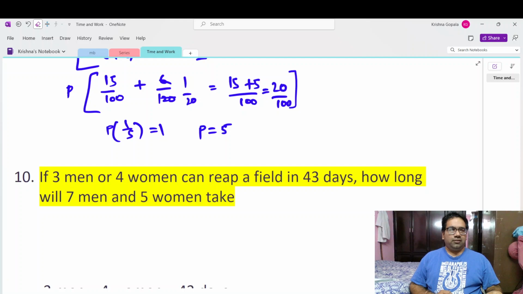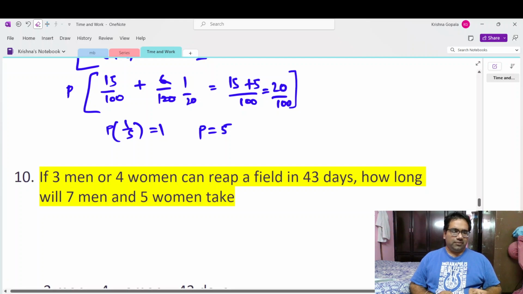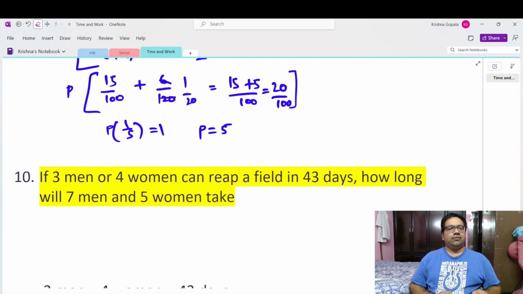3 men are reaping the field. Right, that is the whole work. Okay, each person how much is doing? 1 by 43 by 3 if it is men, because in 43 days, 3 men are doing. Right, in 2 days, 2 people are doing one work. That means total 4 days of work. Each person is doing 1/4 of work on each day. Or 3 days, 2 people are doing one work. That means each person is doing 1/6 of the work. Total 6 days of the work.